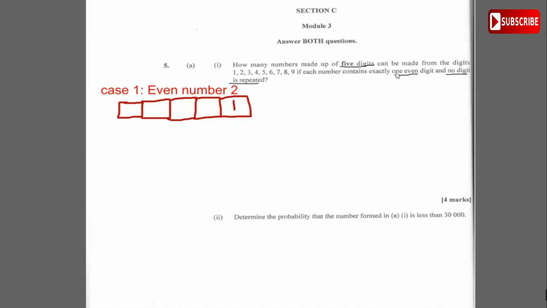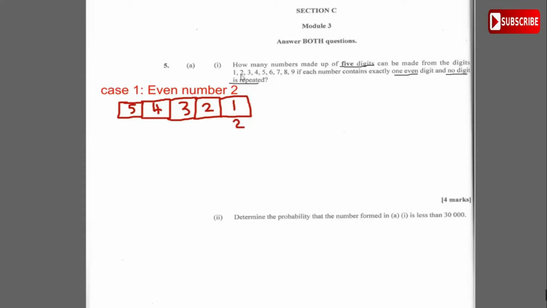Now there should only be one even number. So that means we cannot choose 4, we cannot choose 6, we cannot choose 8. So that leaves us with 1, 3, 5, 7, 9, 5 other numbers to choose from. So because we have 5 other numbers to choose from, it's going to be 5 times 4 times 3 times 2. All right, so this number right here, if I were to put it, this is number 2.